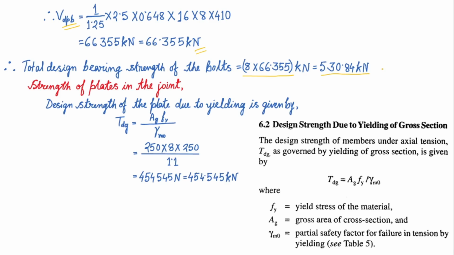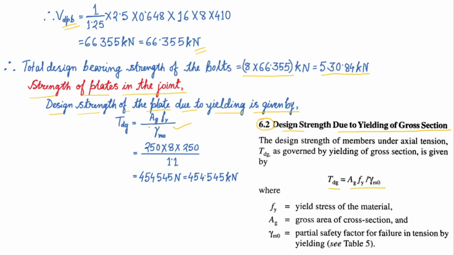The next step is strength of plates in the joint. So we have to calculate the strength of plate at that joint. Now design strength of plate due to yielding is given by, so you have to follow the formula given in 6.2, design strength due to yielding of gross section. So TDG equal AG FY by gamma m naught. So we have used the formula.